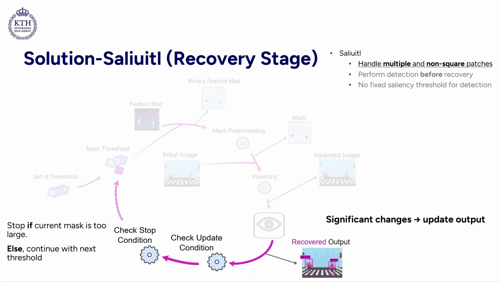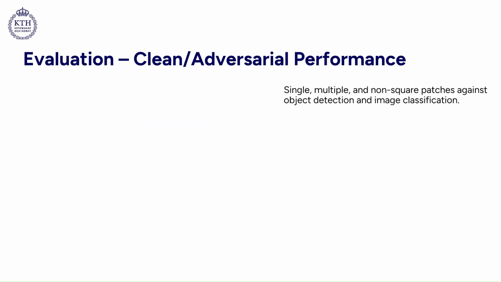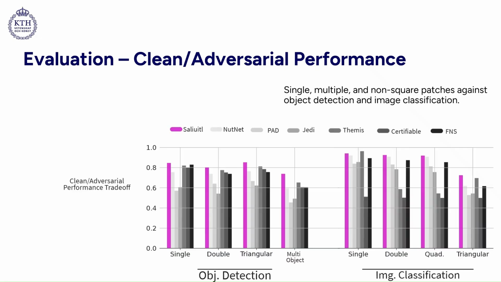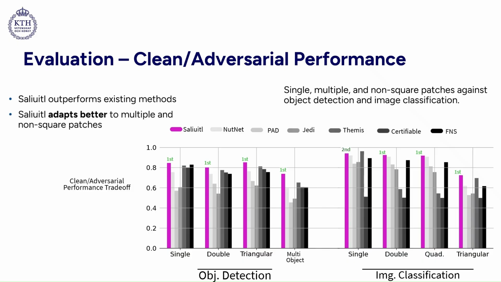Notice that in both the detection and the recovery stages, we did not need any knowledge regarding the number or shape of patches. We evaluate Saliuitl on single, multiple, and non-square patch attack scenarios against CNN victim models performing object detection and image classification. The figure shows on the vertical axis the best trade-off achieved in terms of clean performance, that is, performance on images that do not have patches, and adversarial performance, which are images that have been compromised by patch attacks. This trade-off is shown for Saliuitl and existing recovery methods, and we find that Saliuitl is able to overall outperform existing methods, and it is also able to better adapt to scenarios with multiple and non-square patches.